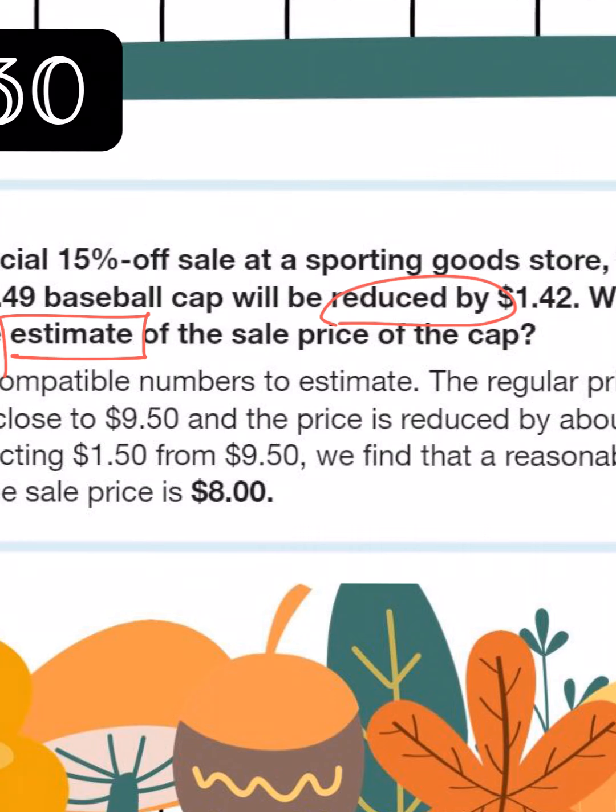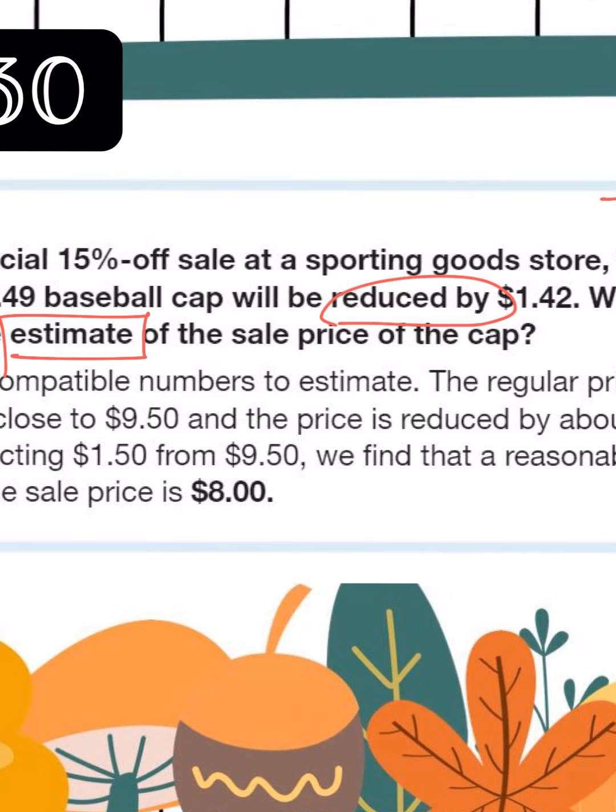You need to know how to estimate, okay? Does it mean solve for the exact answer and do $9.49 minus $1.42? No. Because of the word estimate, we want to round these numbers to make them easier to work with. So it's telling me right here, it says we can use compatible numbers to estimate.